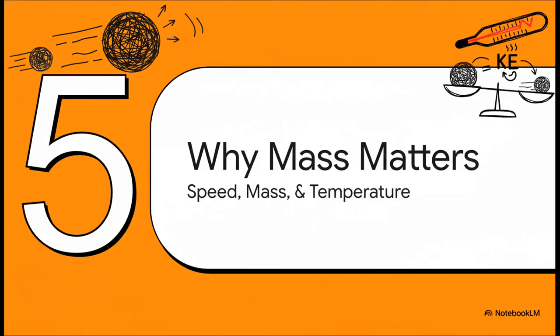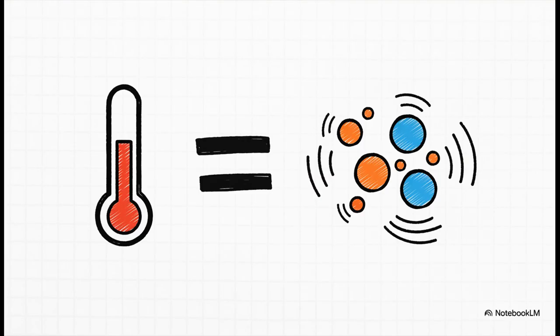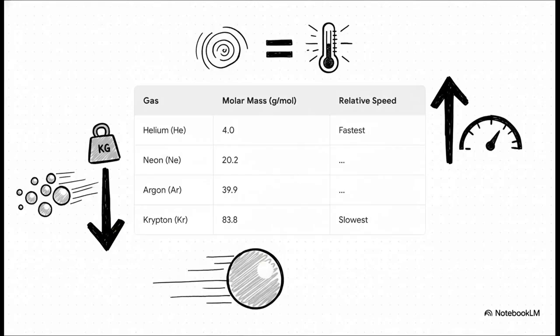All right, let's fit the last piece of this puzzle into place. We know that temperature locks in the average kinetic energy. But we also know that kinetic energy depends on both mass and speed. So that begs the question, how does the mass of a gas particle change how fast it moves? Here's the key. Remember our rule? At the same temperature, all gases have the same average kinetic energy. So imagine you have a balloon of helium and a balloon of argon sitting next to each other in the same room. Since they're at the same temperature, their molecules have to have the exact same average kinetic energy. No exceptions.